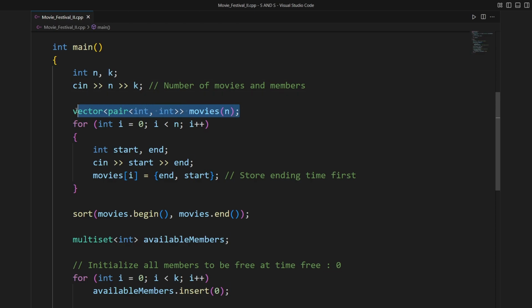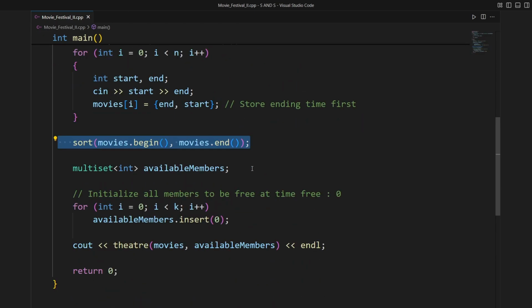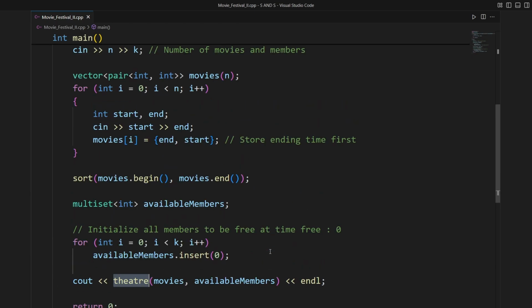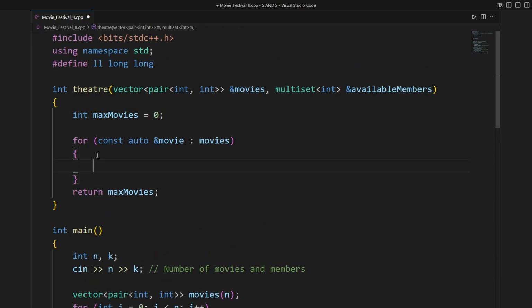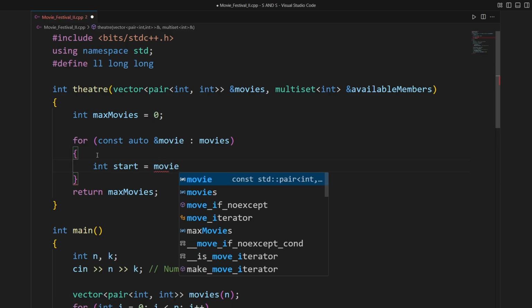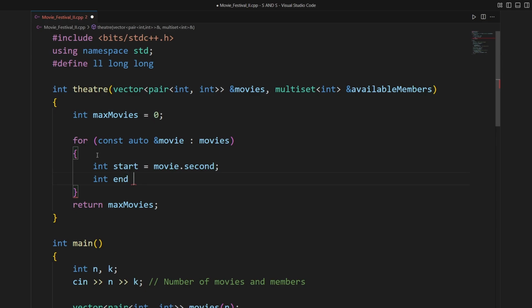We get the input for the number of movies and the members. Then I defined a vector of pairs, inserted the values, sorted the movies, then I have a multi-set, and then I inserted zeros just to mimic the free time which I was mentioning, and then I called a function theater to calculate the maximum number of movies you can watch. Now we get the start time of a movie with movie dot second, and the end time of a movie we can calculate with movie dot first.